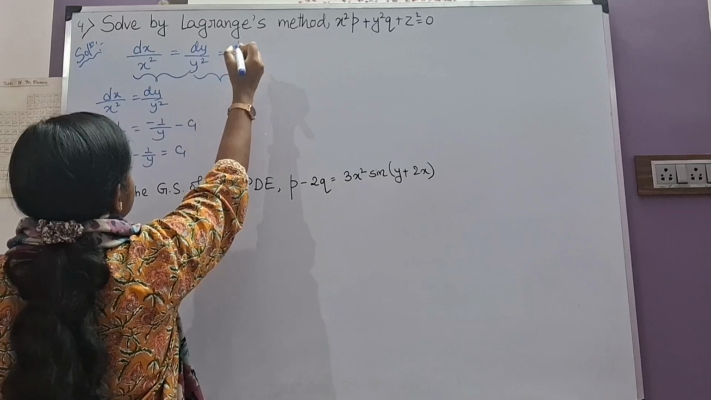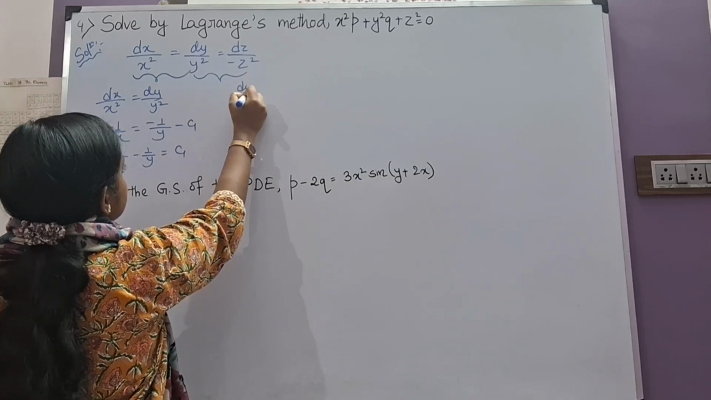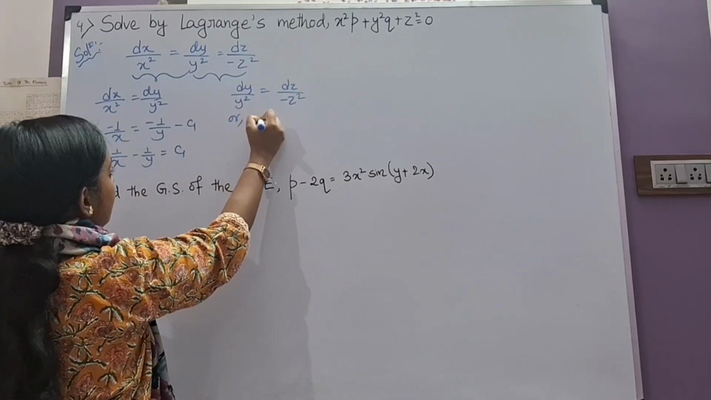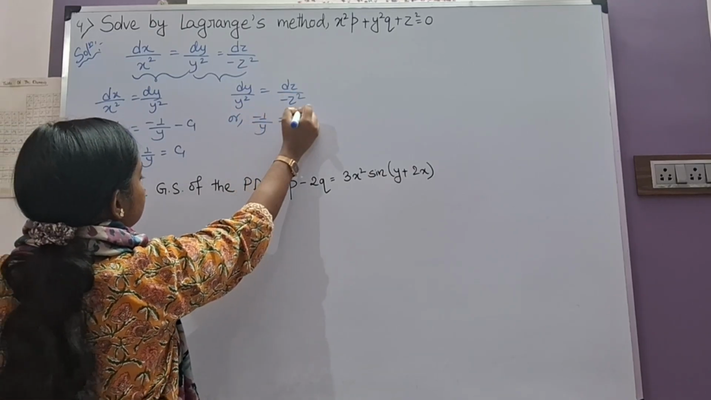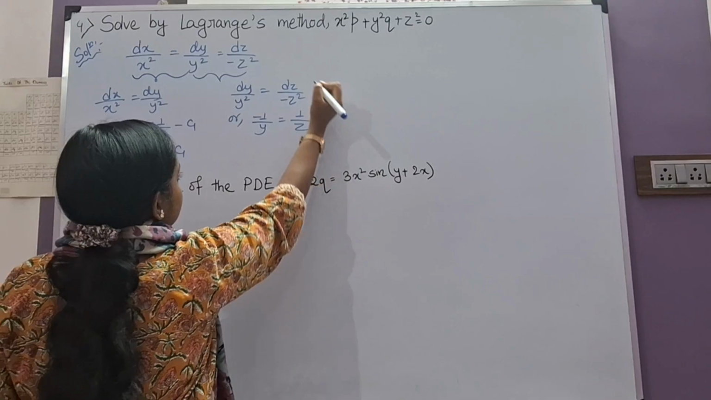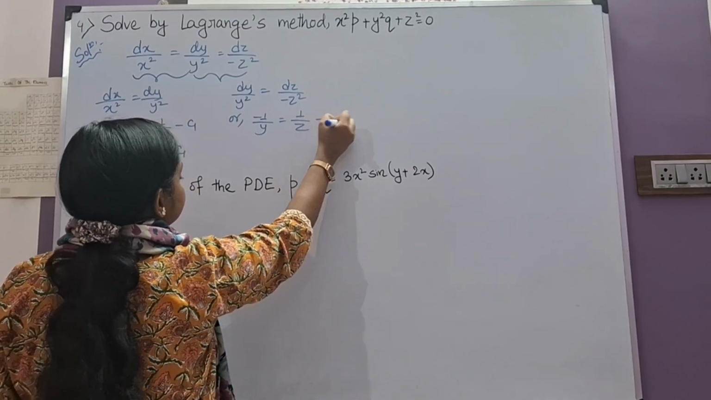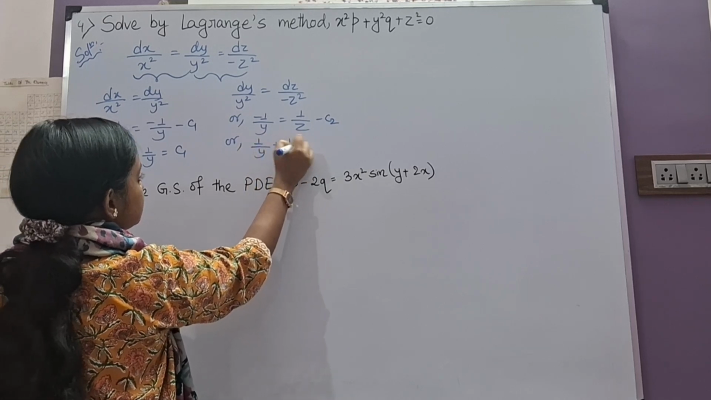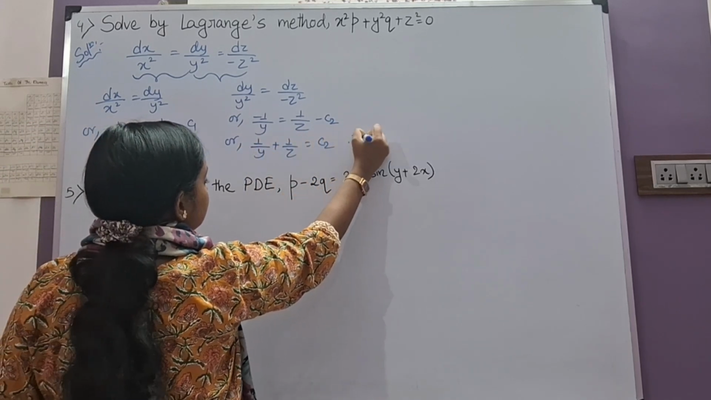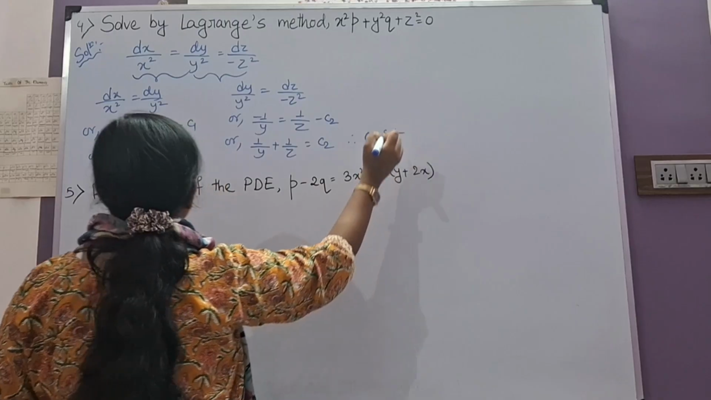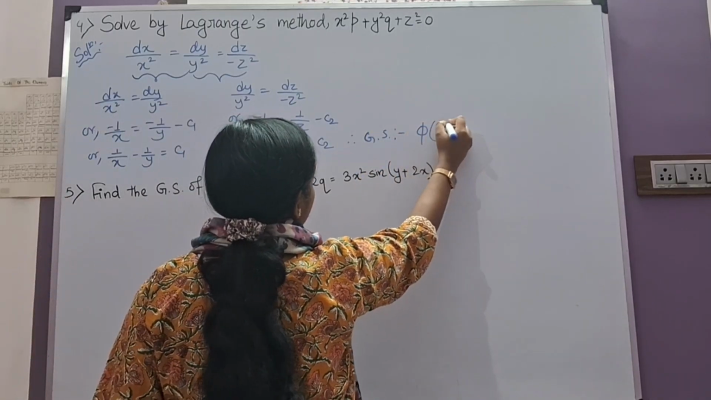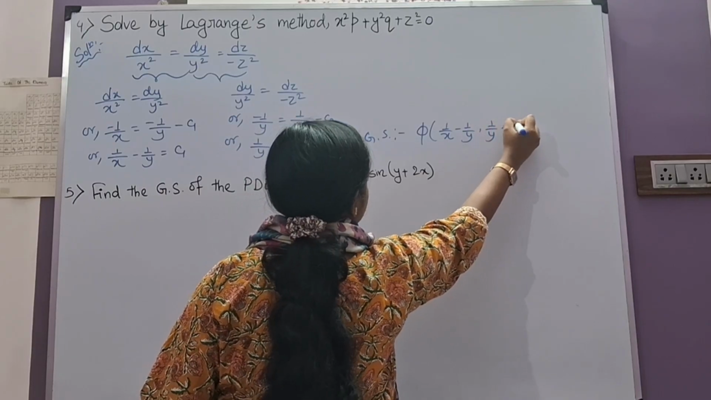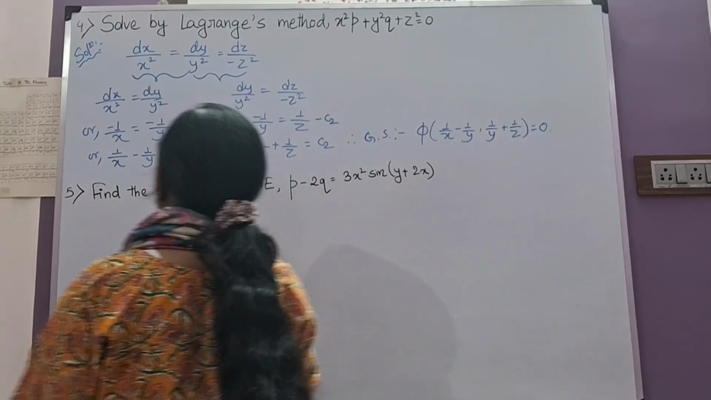Now we are going to choose the last two ratios. So dy by y square equal to dz by minus z square, or minus 1 by y equal to 1 by z minus c2, or 1 by y plus 1 by z equal to c2. So the general solution is going to be phi of 1 by x minus 1 by y comma 1 by y plus 1 by z equal to 0.